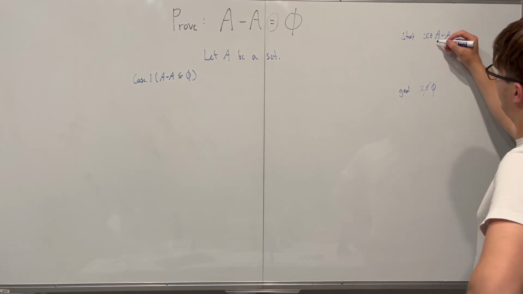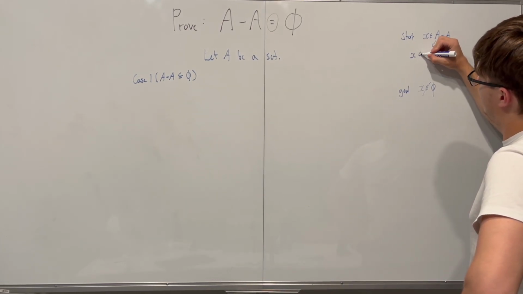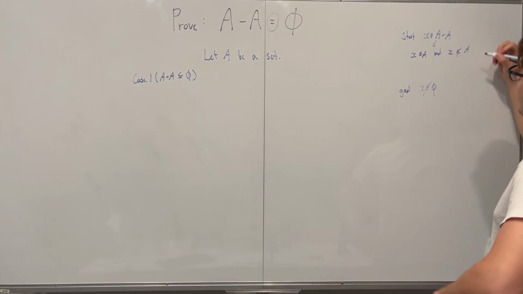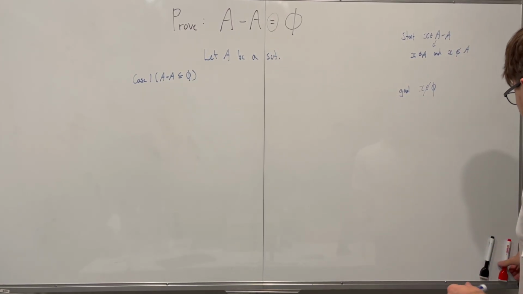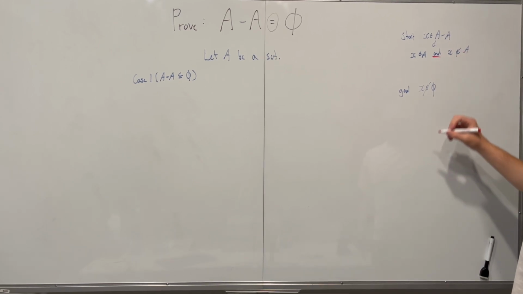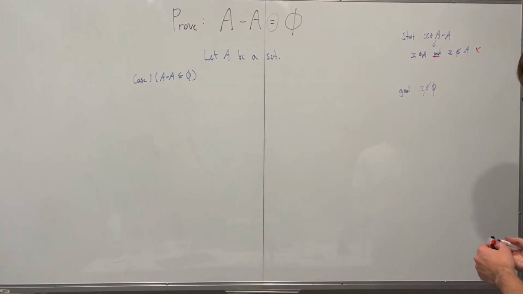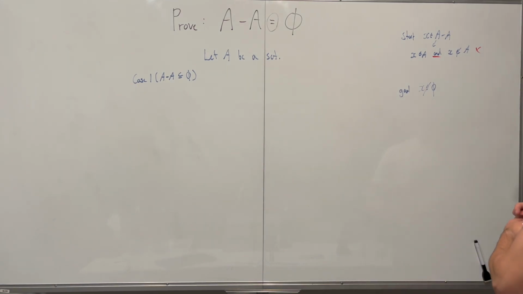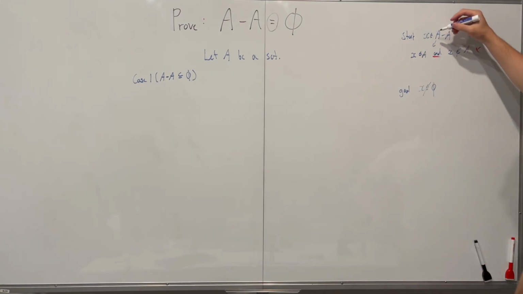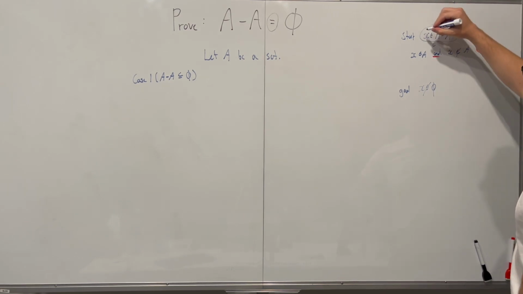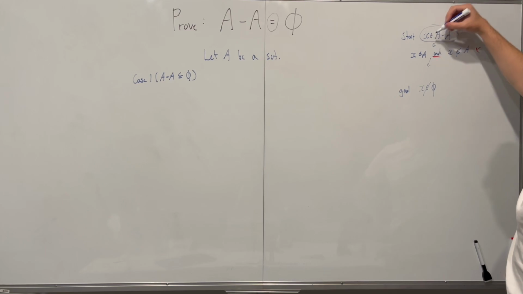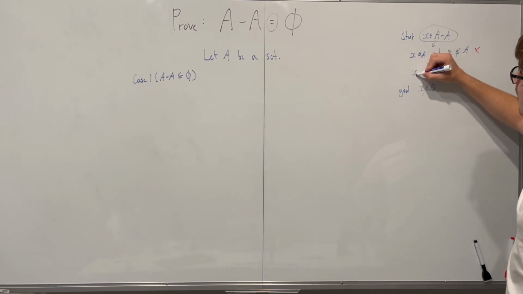Let's first write down what this means. This means, as I've said, that x must be in A and x must not be in A. Now this is immediately going to set off alarm bells. This cannot be true at the same time. So because you cannot have an element be in something and not be in something at the same time, this is simply going to be false. It means that our assumption here cannot be true. So because this creates a contradiction, the opposite must be true.